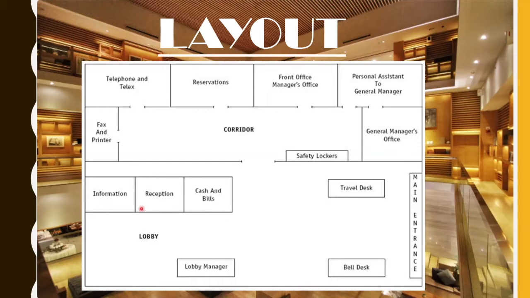And just behind the front desk is the back office of the front office, which has a telephone exchange, a fax and telex and printer room. The back office also has the reservation section, from where all the information regarding all the reservations of the rooms for the day is given to the reception. The back office also usually houses the office of the front office manager and the general manager. It also has safety deposit lockers for the guests who wish to keep any valuables while they are stepping out of the hotel.